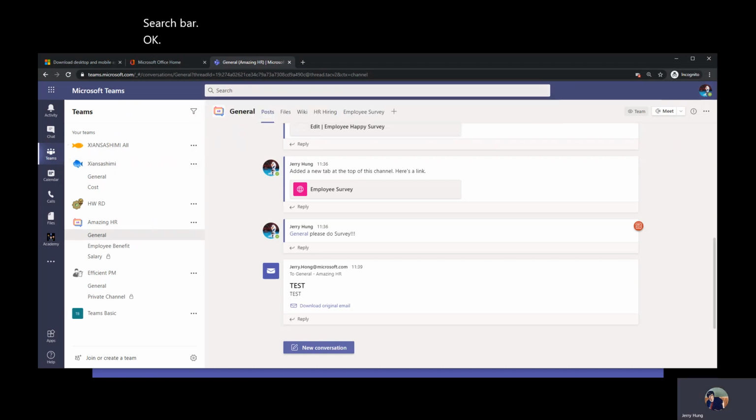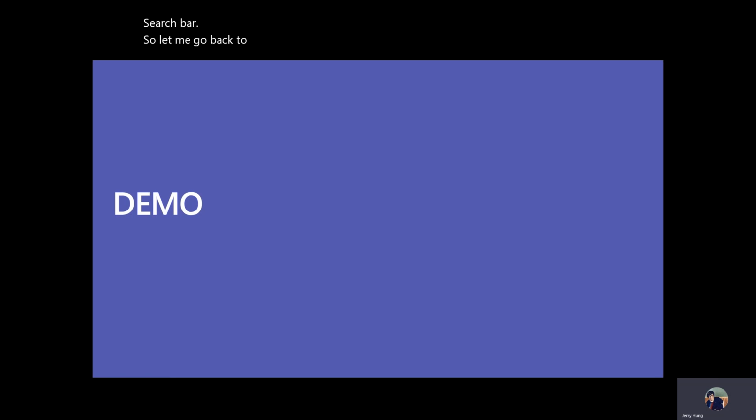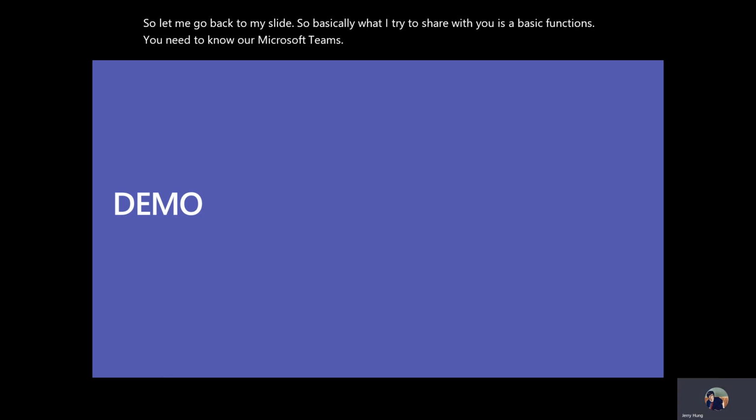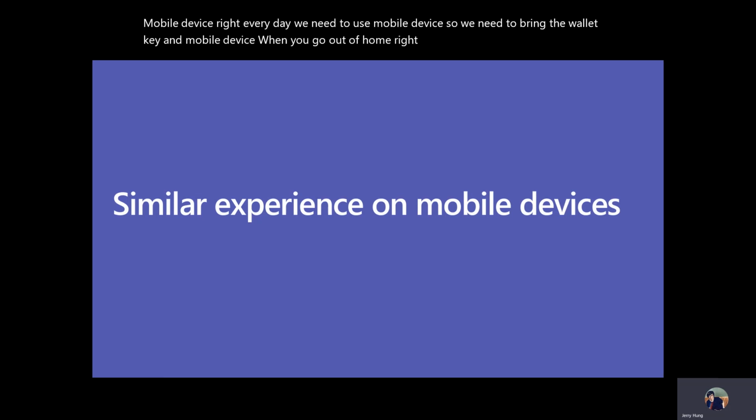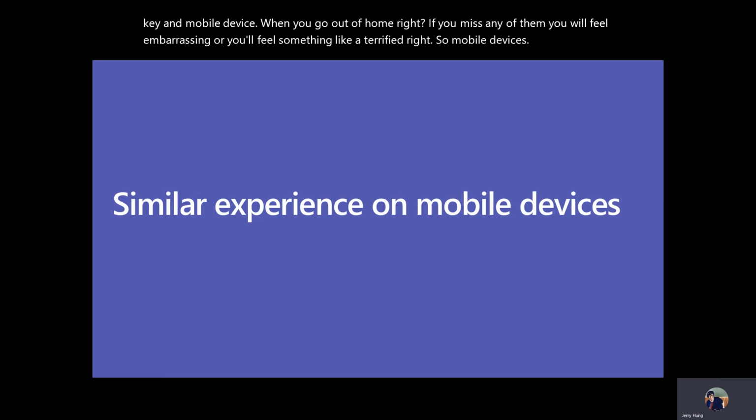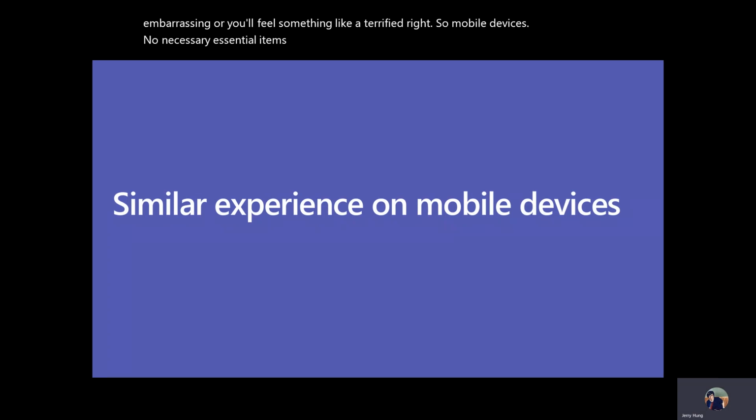Okay, so let me go back to my slide. So basically, what I tried to share with you are the basic functions you need to know on Microsoft Teams. Next one, I'm going to share mobile devices, right? Every day we need to use a mobile device. So we need to bring the wallet, keys, and mobile device when you go out of home, right? If you miss any of them, you will feel embarrassed or even terrified, right? So the mobile device is a necessary, essential item for everyone in daily life.